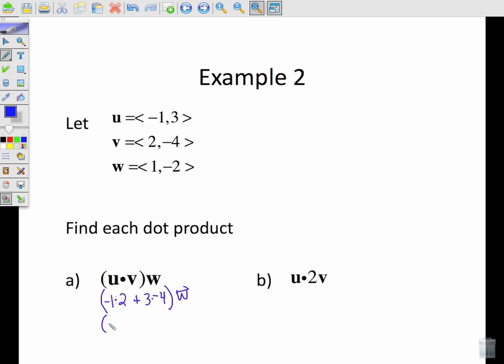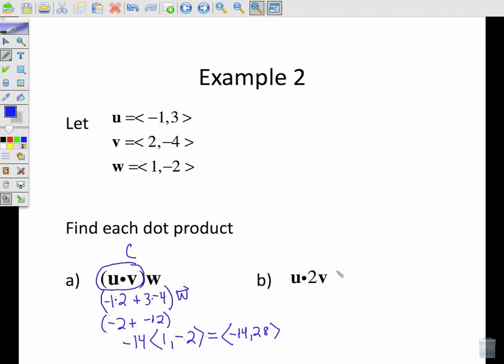So we are looking at a number. It's negative 2 plus negative 12, so it's negative 14. This is just a scalar now. A scalar times the vector w, which is 1, negative 2. So the result is going to be another vector: negative 14 and 28. My goal here was to do the dot product first, because of the parentheses. You get a constant, and then the constant times another vector gives us a vector.